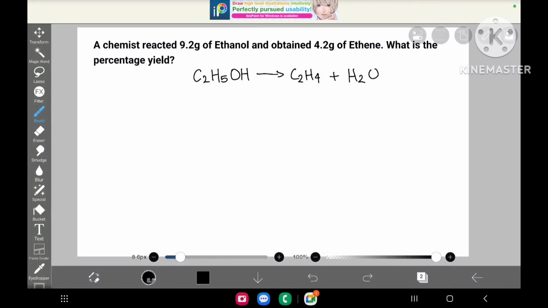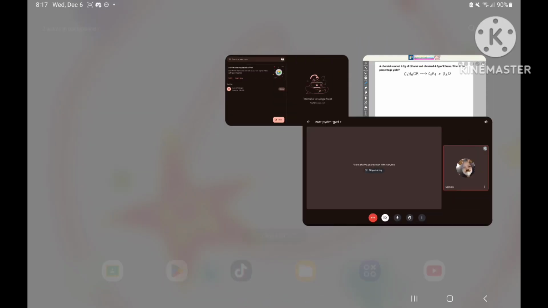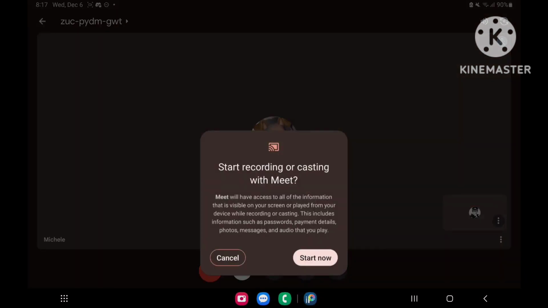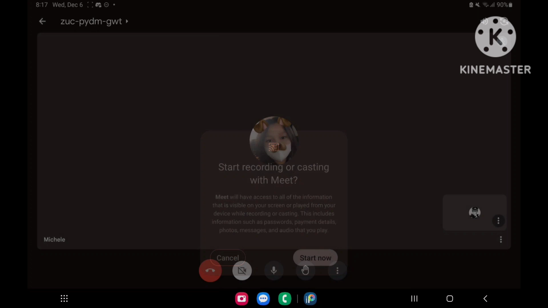Okay. So, a chemist reacted 9.2 grams of ethanol and obtained 4.2 grams of... I cannot see it. I cannot see it anymore. Before I can. Now I cannot. Can or not? Cannot. Wait, not yet. Ah, okay, can. Okay.